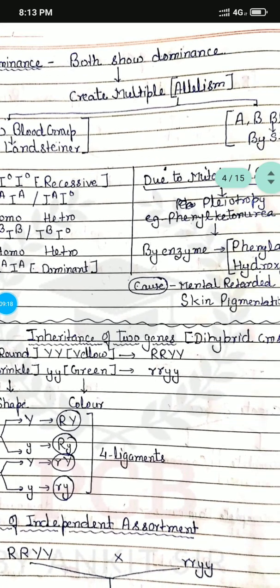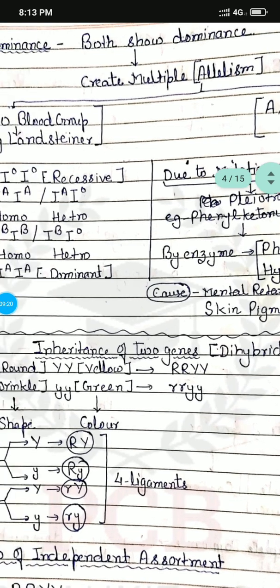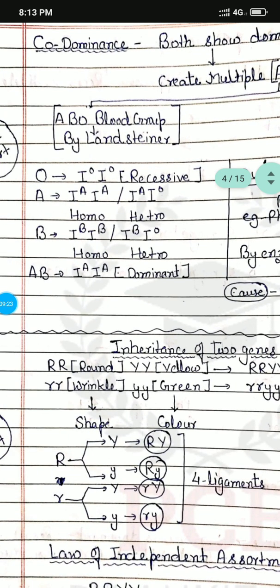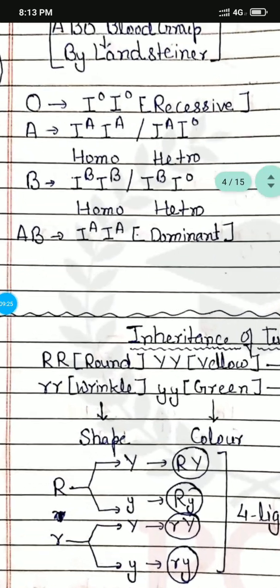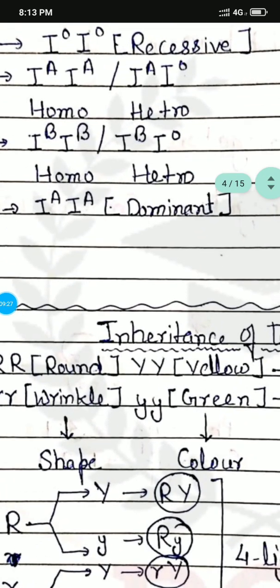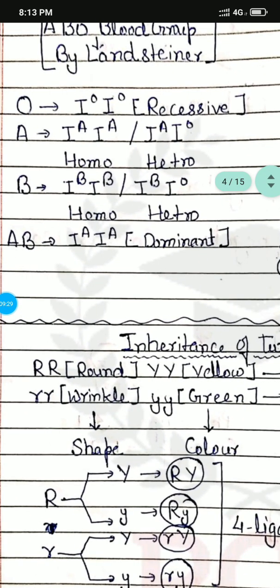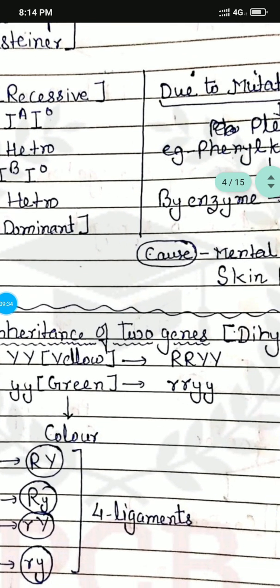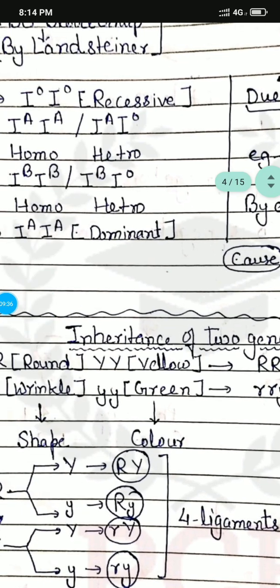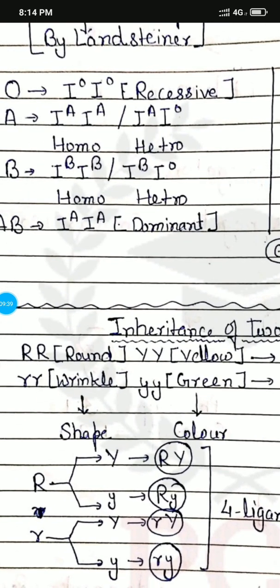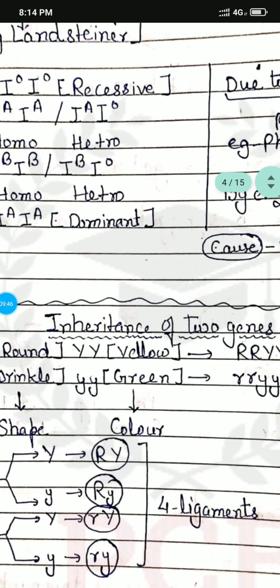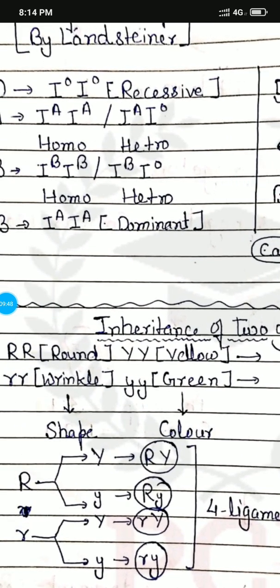Inheritance of two genes. The two-gene inheritance is a dihybrid cross. The dihybrid cross is actually the inheritance of two genes in which the round and yellow characters, one a shape, another a color, are taken. So round yellow is represented by capital R, capital Y. Now the opposite of round is wrinkled, the recessive mode. This wrinkled is represented by small r and small y representing green.